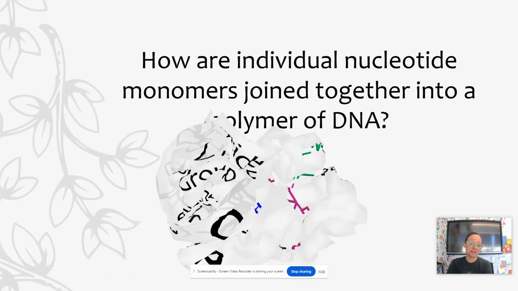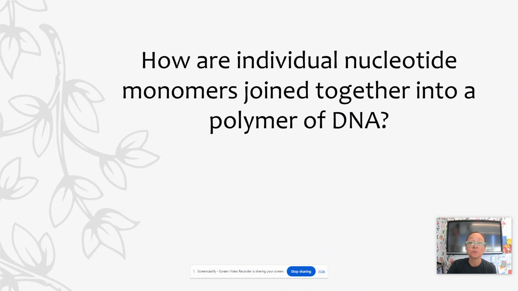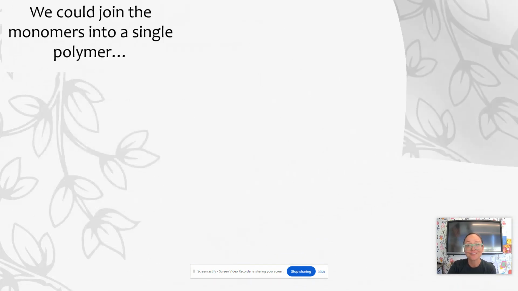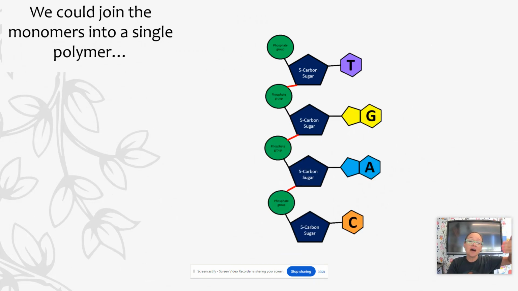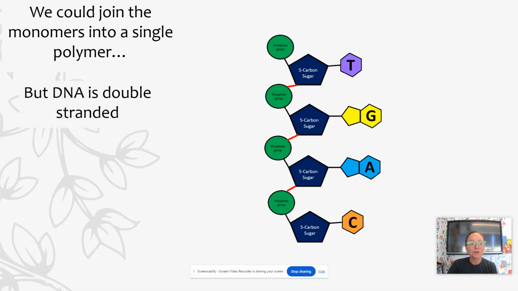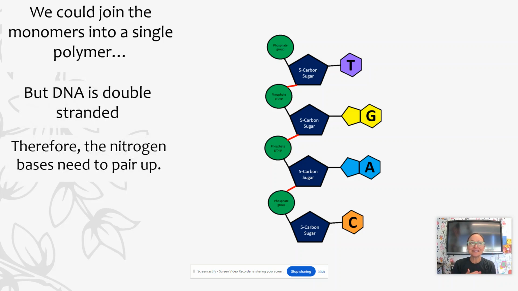Now, our next question then becomes, how are individual nucleotides joined together to form a polymer of DNA or RNA, right? But let's focus first on DNA. We could join them into a single polymer like we learned in previous videos, how you join a monomer plus monomer plus monomer plus monomer will then form a polymer. However, DNA is double-stranded. So these nitrogen bases are going to need to pair up to form that second strand.